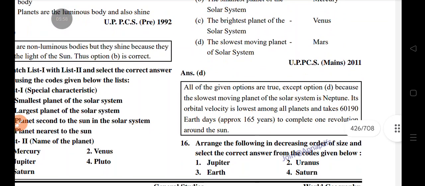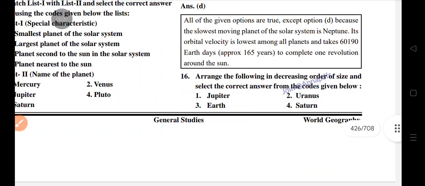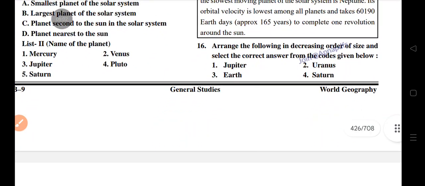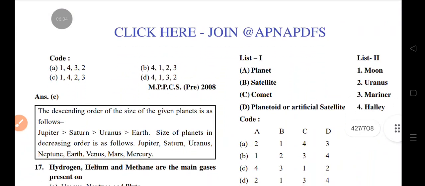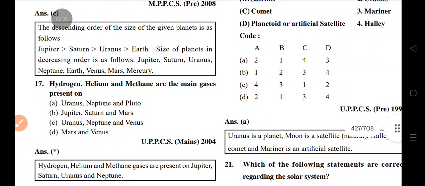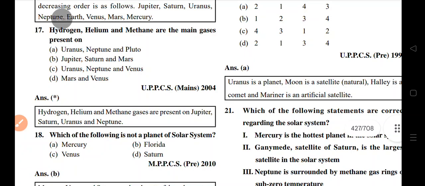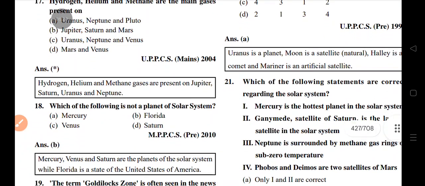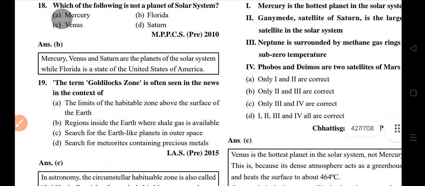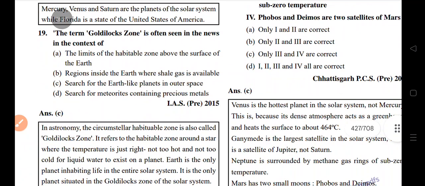Slowest moving: Neptune. Arrange in decreasing order of size: Jupiter, Saturn, Uranus, Earth. Hydrogen, helium and methane are the main gases present in Jupiter, Saturn, Uranus, Neptune. Which of the following is not a planet of the solar system? Florida. Goldilocks zone: the search for an Earth-like planet in outer space.